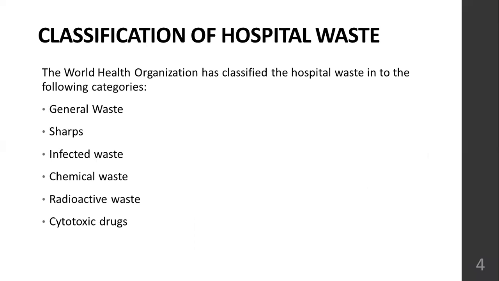Coming to the classification of hospital waste. According to the World Health Organization, hospital waste is classified into the following categories. You have general waste, the waste that is generated from administrative offices, kitchen, laundry, stores. Then you have sharp waste: needles, needles attached to any IV set or tubing, scalpel blades, razors, broken glass. Okay, broken glass slides from the microbiology lab come under sharp waste.